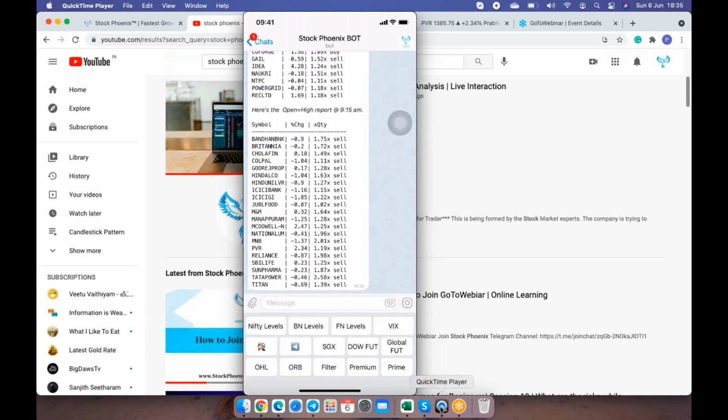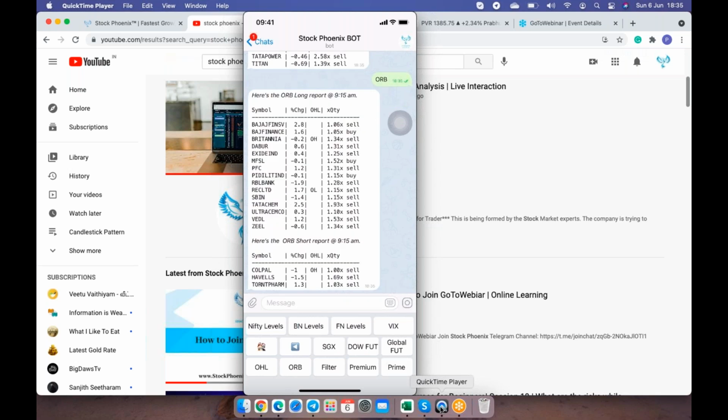Next is ORB, which is called opening range breakout. There are a lot of videos available regarding the opening range breakout strategy, but nobody gives you the screeners, but we have provided the screeners for it. It will automatically shortlist all the stocks coming into the ORB buy or sell range as per the ORB technique, and it will give you instant alerts to take a decision to go long or short.